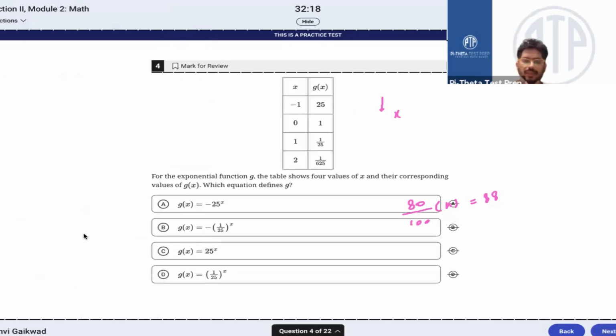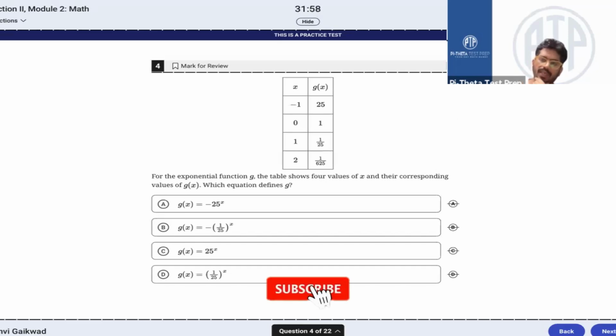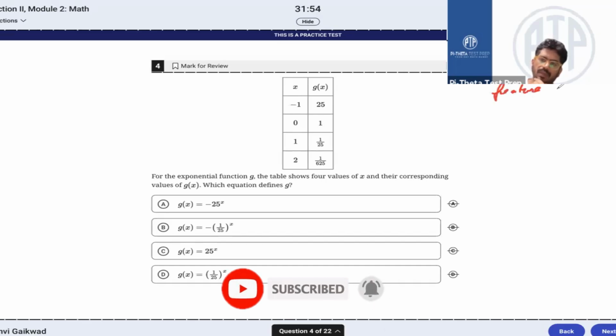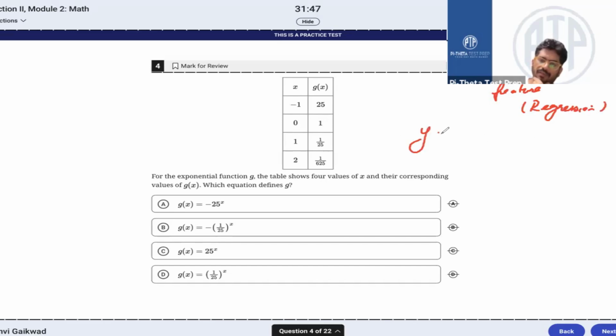They're telling you that for the exponential function g, the table shows four values of x and their corresponding values of g. This is a very good question. Here we can use a very important feature that I have already taught you in the Desmos class, in video one, the 10 magical tricks. There we used the exponential function. In two ways we can use the regression feature here: the table feature for the exponential function, which we call regression.